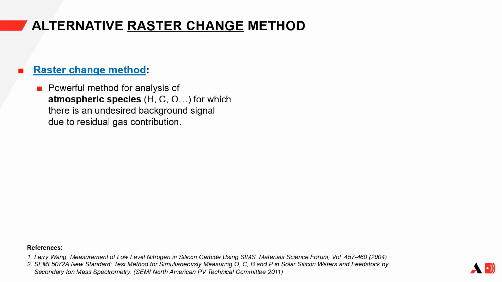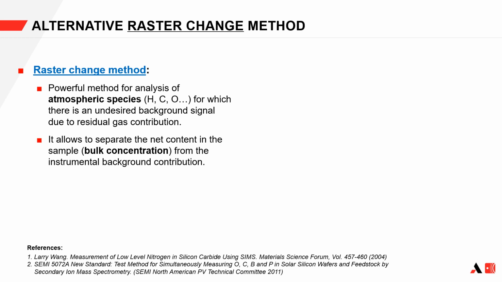Now we go to the second analysis conditions called raster change method. This method is quite powerful for analysis of atmospheric species such as hydrogen, carbon, and oxygen, which can be influenced by undesired background signal due to residual gas contribution. This method allows to separate the net content in the sample, so this is what we want to measure, from the instrumental background contribution.